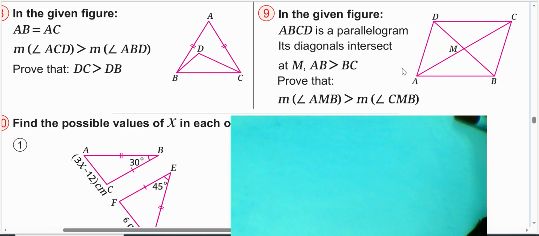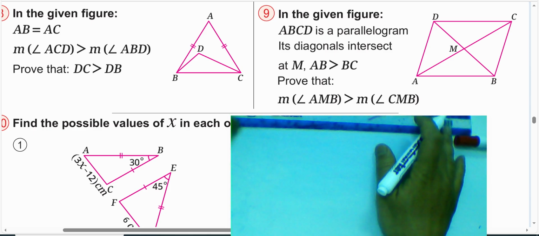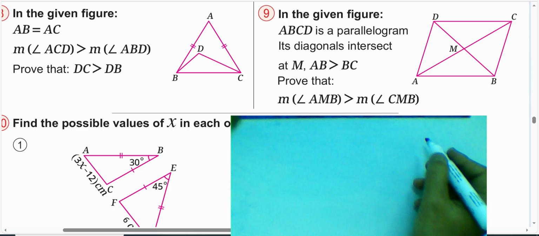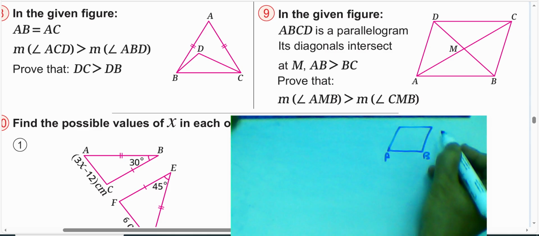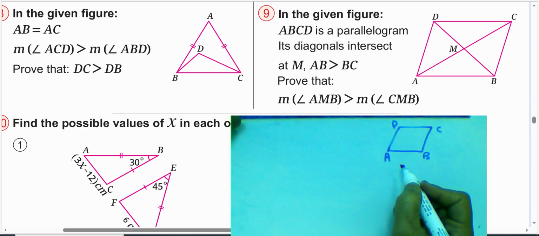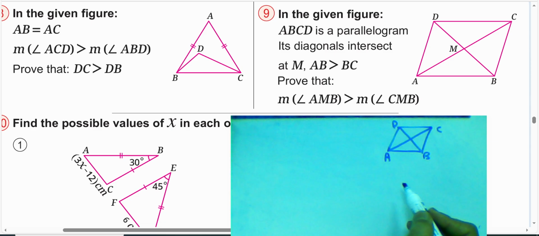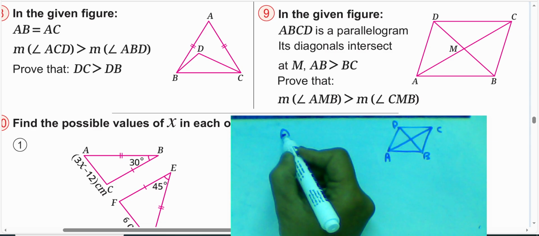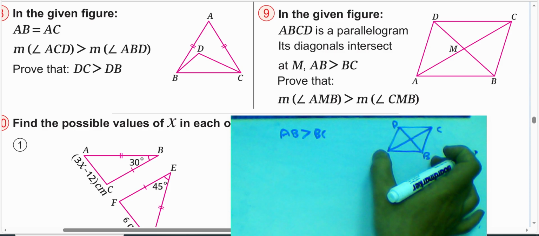We have a parallelogram here. We want to prove that the measure of angle EMB is greater than the measure of angle CMB. I will draw here a parallelogram, ABCD. We know in any parallelogram the two diagonals bisect each other. He gave me AB greater than BC.